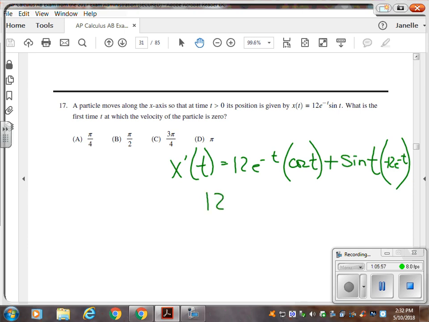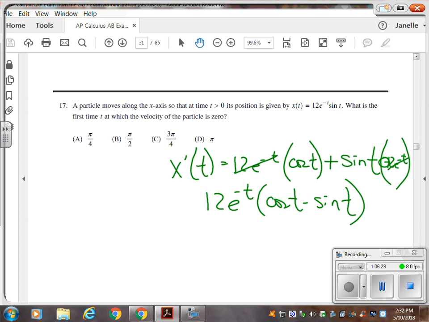Can we take a 12 out? Can we take an e to the negative t out? Okay. It doesn't take the negative out though, does it? So that puts it in front of the sine. Will this ever be 0? Will e to the negative t ever be 0? No. An exponential will never be 0 unless there's some up and down motion, and there's no up and down motion in that. So this part's going to be equal to 0.